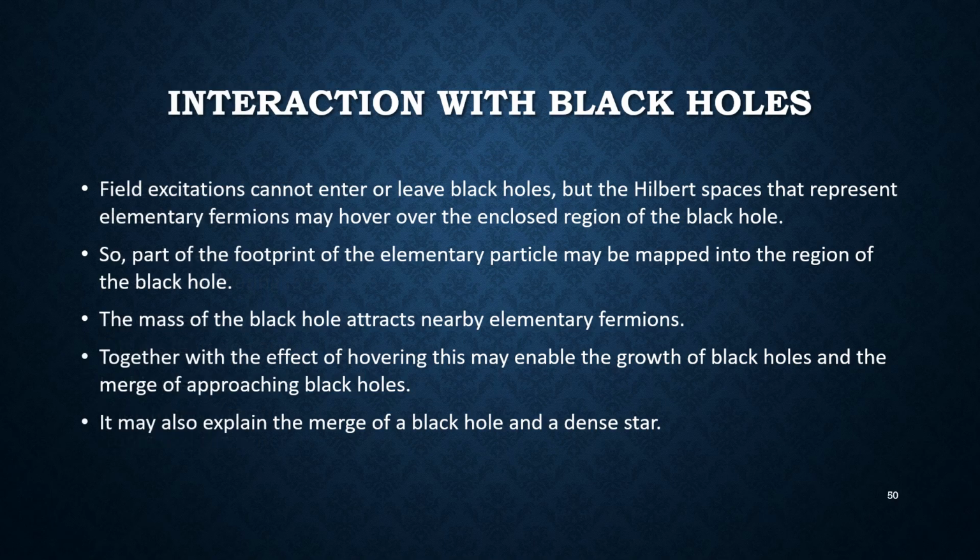Field excitations cannot enter or leave black holes, but the Hilbert spaces that represent elementary fermions may hover over the enclosed region of the black hole. So, part of the footprint of the elementary particle may be mapped into the region of the black hole. The mass of the black hole attracts nearby elementary fermions. Together with the effect of hovering, this may enable the growth of black holes and the merge of approaching black holes. It may also explain the merge of a black hole and a dense star.